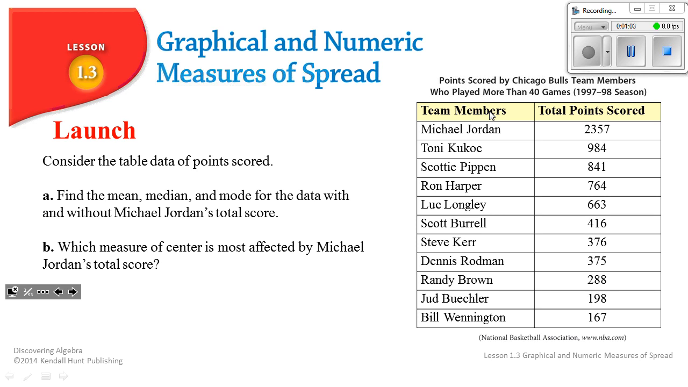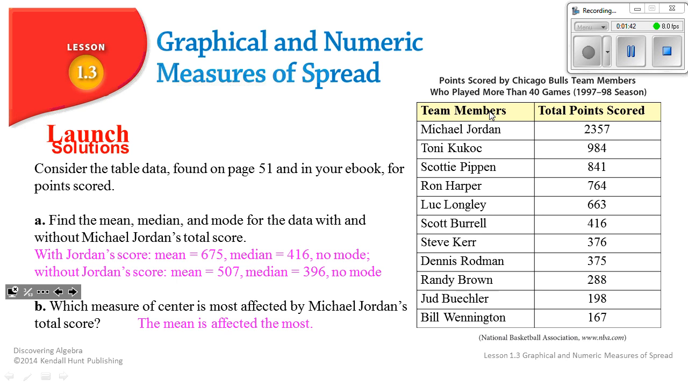So I want you to pause the video, find the mean, so add them all together, and divide by 1, 2, 3, 4, 5, 6, 7, 8, 9, 10, 11. Find the median, or the middle value, and then find the mode, right? With and without Michael Jordan's total score. So mean, median, and mode with and without his total score. Which measure is most affected by his total score? Okay, so again, pause and find those things with and without Michael Jordan's score.